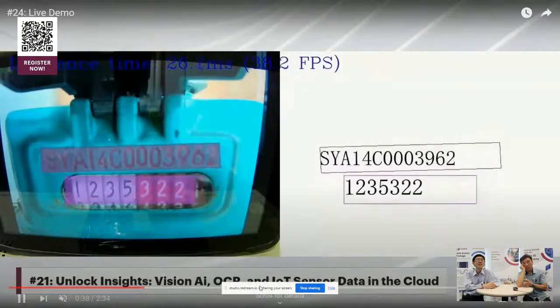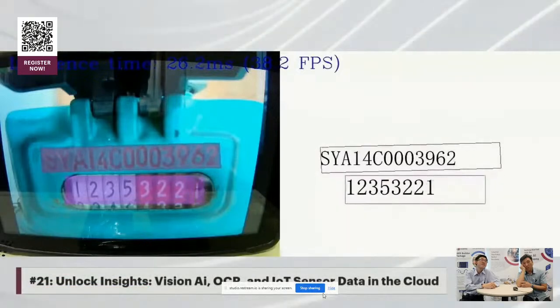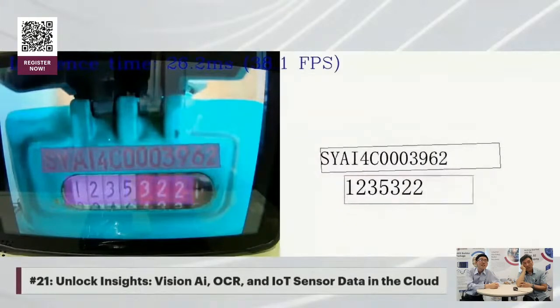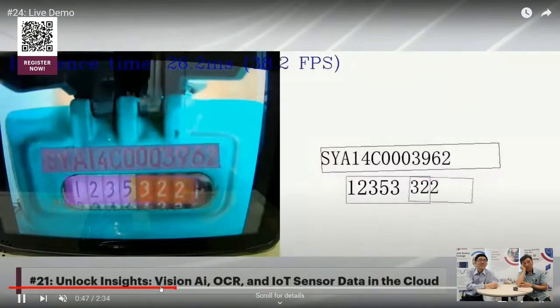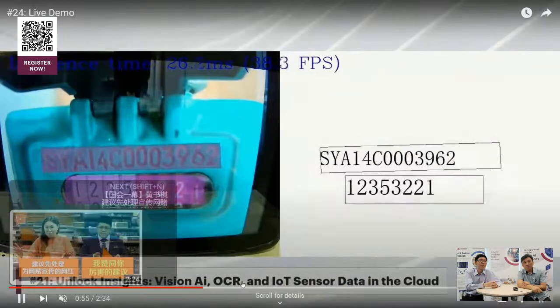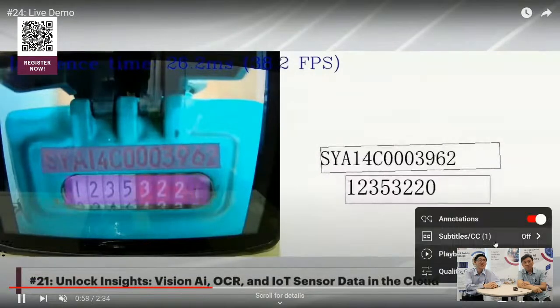This video, or this image, was captured how? That day we wanted to test the OCR model, so we just used a camera, went to a site, captured it, and then fed the image into the PC, and then we got the result.